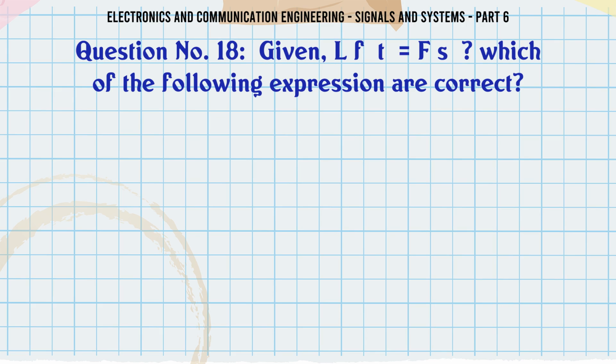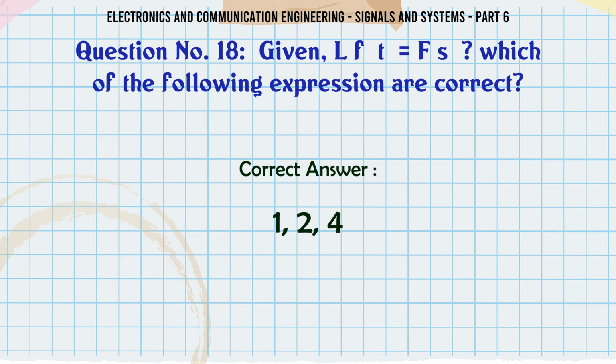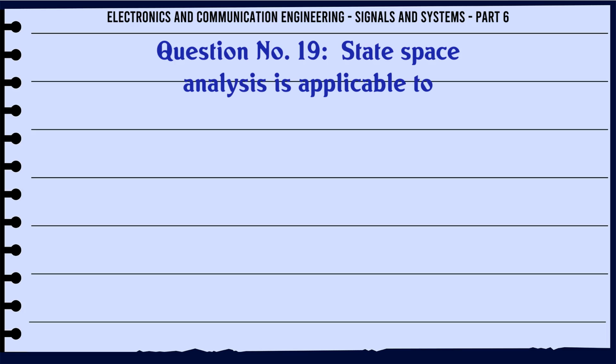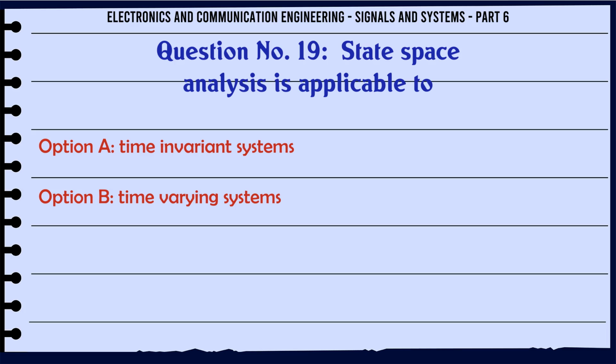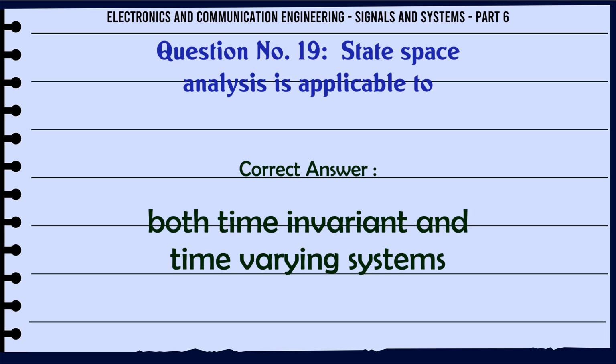Given L[f(t)] = F(s), which of the following expressions are correct? A. 1, 2, 3. B. 1, 2, 4. C. 2, 3, 4. D. 1, 3, 4. The correct answer is 1, 2, 4. State space analysis is applicable to: A. time invariant systems, B. time varying systems, C. both time invariant and time varying systems, D. none of the above. The correct answer is both time invariant and time varying systems.